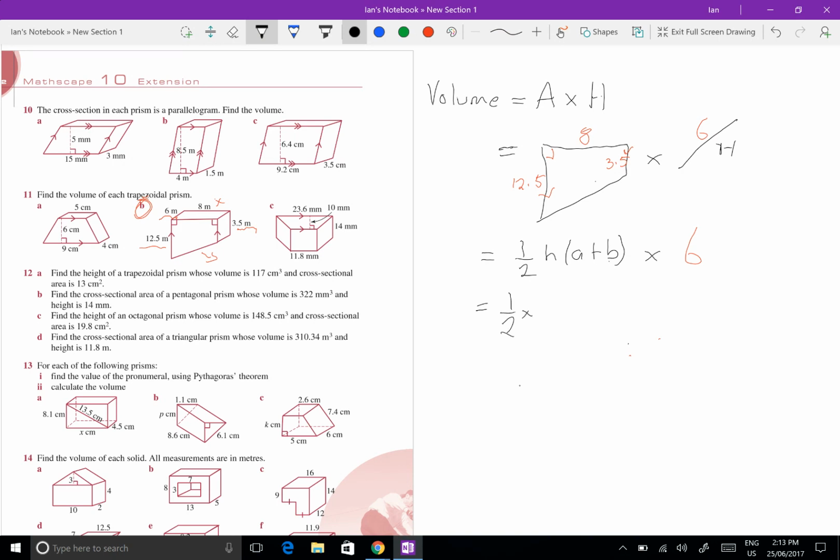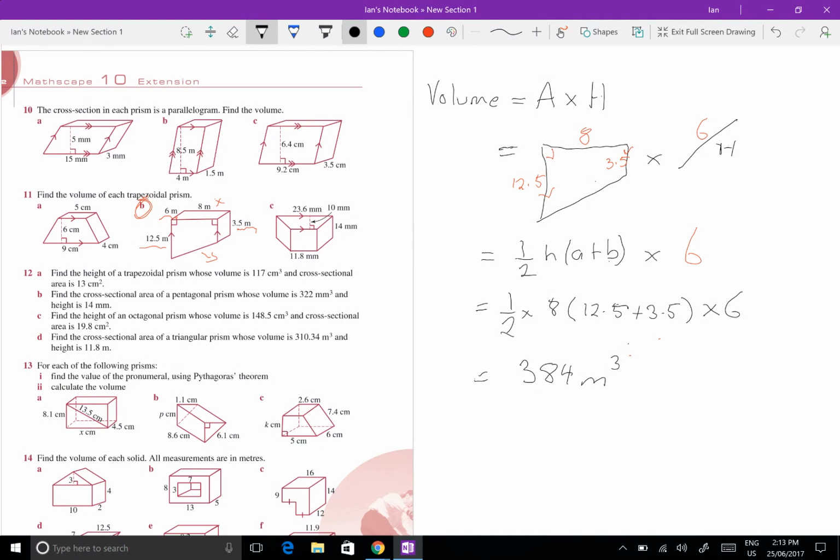So a half, and the height is 8. And the two parallel sides are 12.5 and 3.5. And I'll times that all by 6. So then I grab my calculator, and it's a half times 8 times 12.5 plus 3.5 in parentheses times 6. And I get 384 meters cubed.